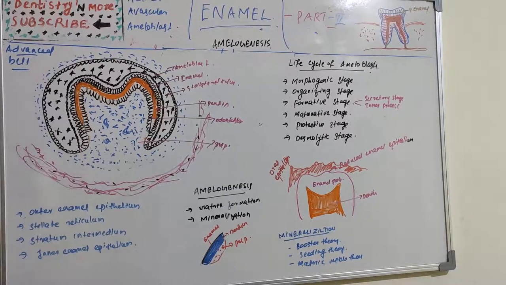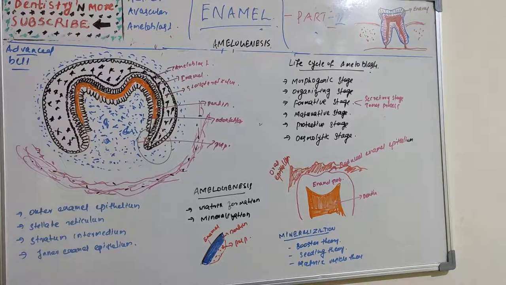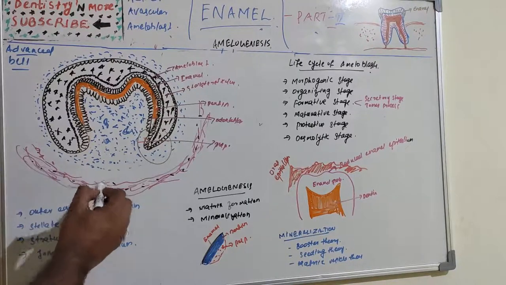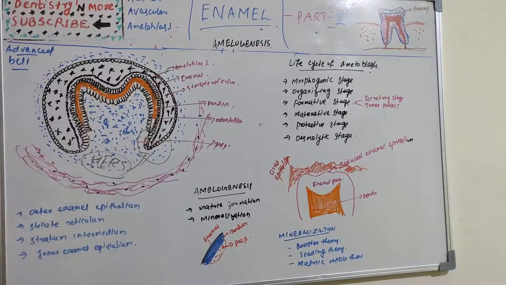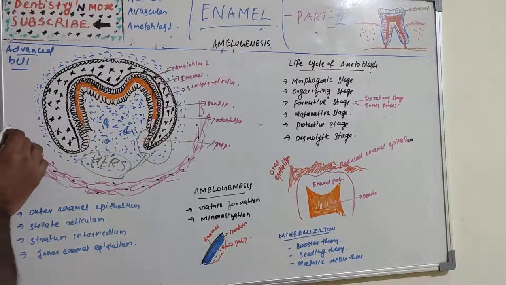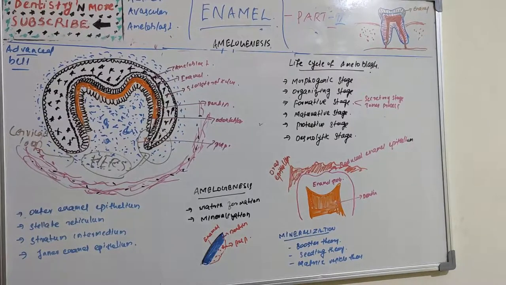And we have the cervical loop also. So this part is known as the cervical loop. Okay, so this is the cervical loop, which is the border of the wide basal opening of the enamel organ, where the inner and outer enamel epithelium become approximated. It becomes a two-layered cell. So this is the crown. When the crown has been formed, the cells of this portion give rise to a structure known as Hertwig's epithelial root sheath, which is very vital for root formation. So the cervical loop gives rise to Hertwig's epithelial root sheath. So that is the cervical loop and Hertwig's epithelial root sheath. So this is the basic step of enamel formation. Now let's see the life cycle of ameloblast one by one.